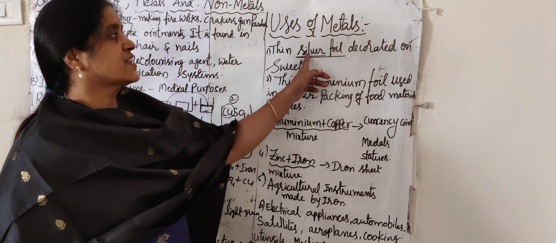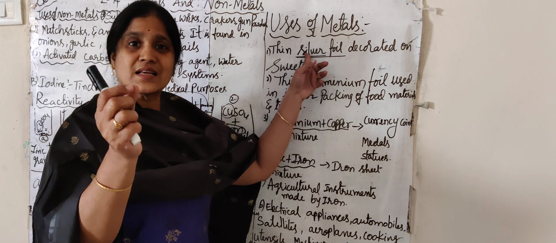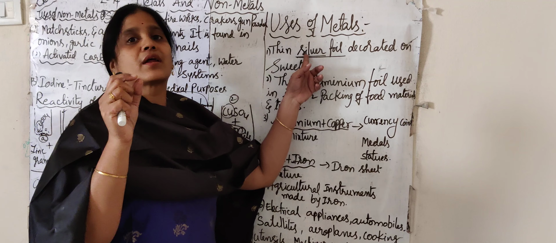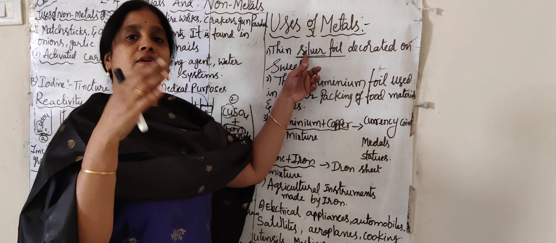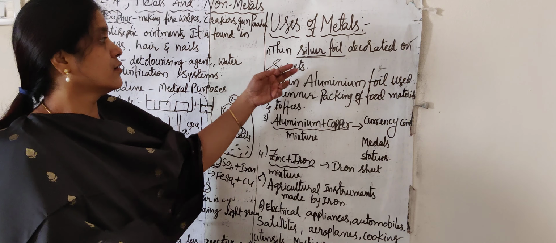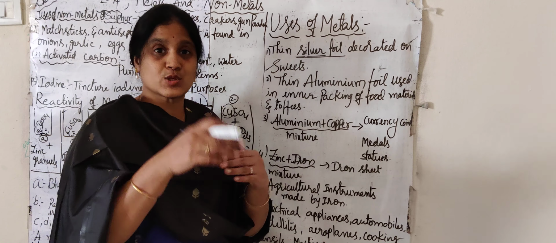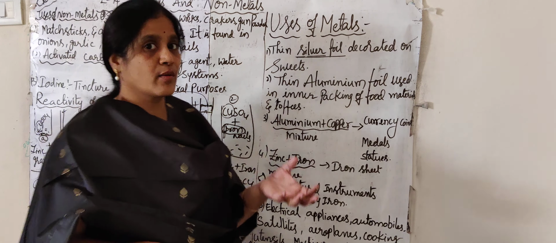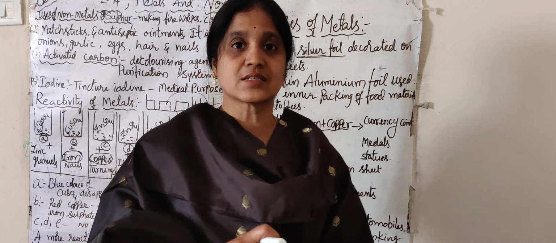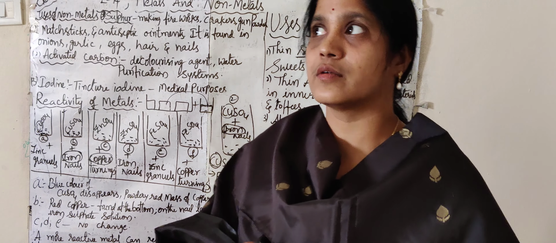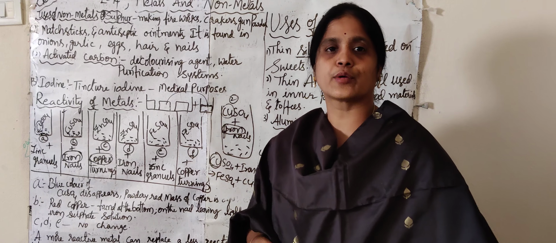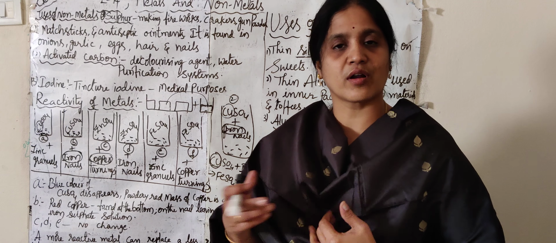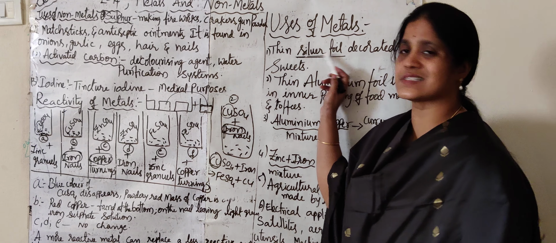First, if you take the silver metal, you can use it as an ornament, and you can use it for decoration of sweets, as a layer for the sweets. You can use silver ornaments, vessels, not utensils, and you can make chains and ornaments like that with silver.